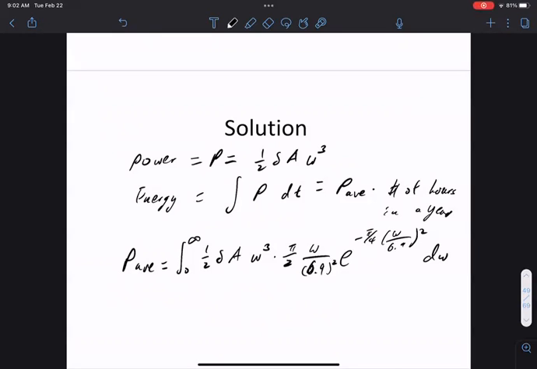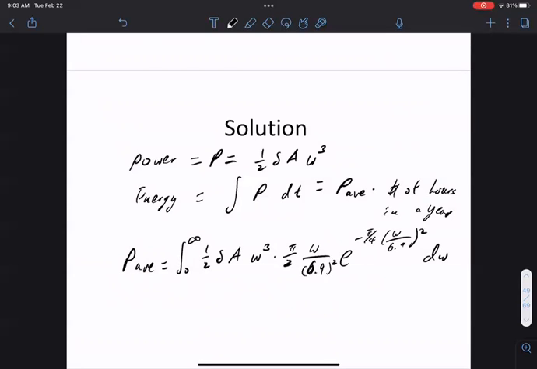Okay, so let's say you see a question on the homework or on the final saying, get to this equation and use a computer to get a number. Okay. How do you get a number? Any ideas?